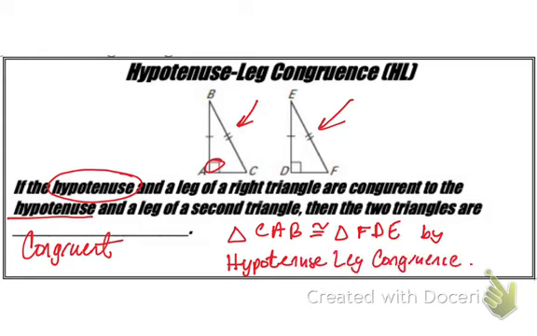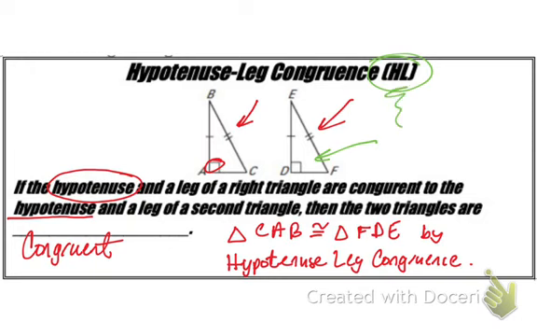So it's super important that you can only use HL if you are working with a right triangle. Now that doesn't guarantee that you're using HL, but that's the number one indicator. Are you working with a right triangle? If so, HL is a possibility, but not a guarantee.